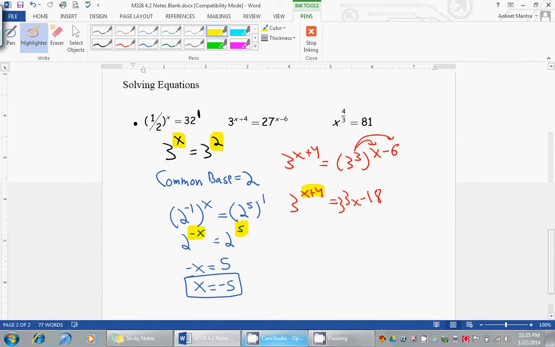And now, bases are the same, so exponents have to be equal. Therefore, x plus 4 equals 3x minus 18. Now I'm going to give you guys a little bit of credit here and assume we can solve a linear equation. And you should get x equals 11.